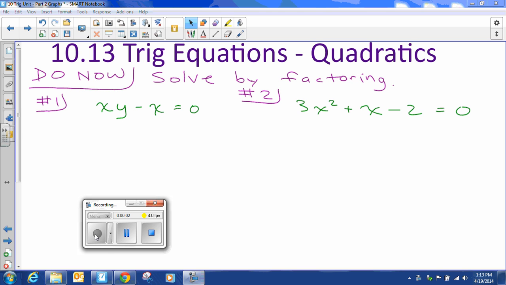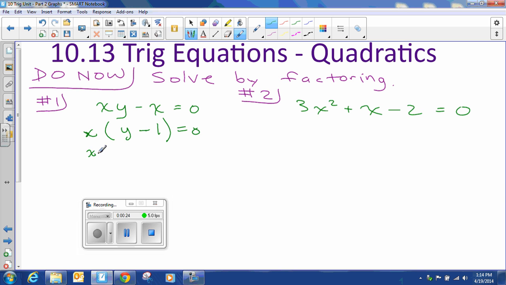Lesson 1013, solving quadratic trig equations. A really good warm-up here is this do now. As you can see, we have xy minus x equals 0. In order to solve this, you want to basically factor out x. When you factor out the x, you're left with x times parentheses y minus 1.